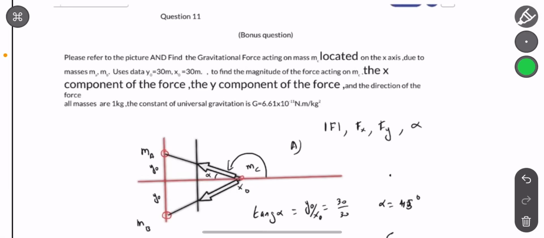The problem says please refer to the picture and find the gravitational forces acting on mass M_C, located on the axis, due to masses M_A and M_B. And we know Y initial and X initial is 30 m. And we need to find the magnitude of the force acting in the X component and the Y component in the direction of all masses.